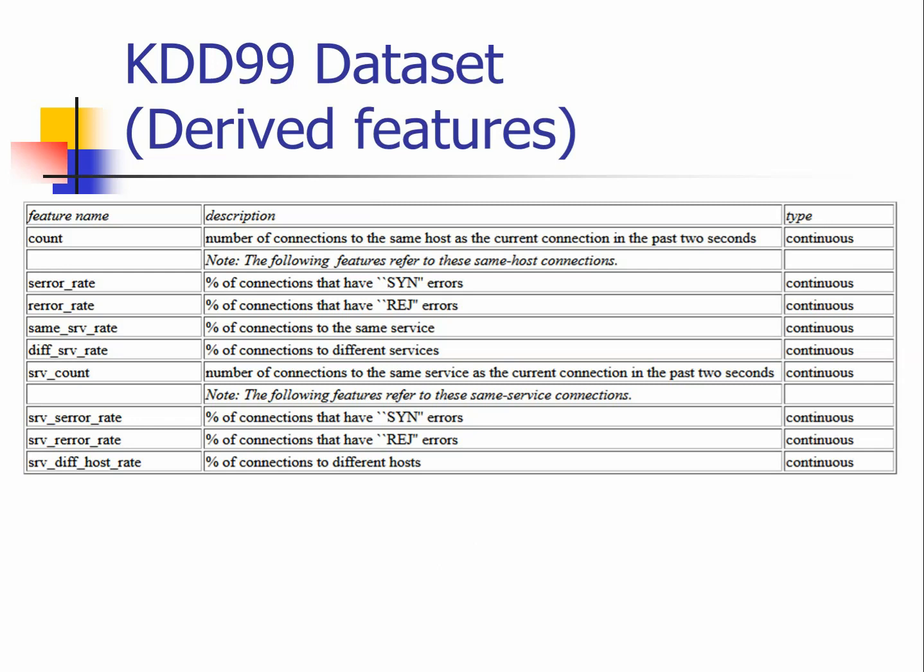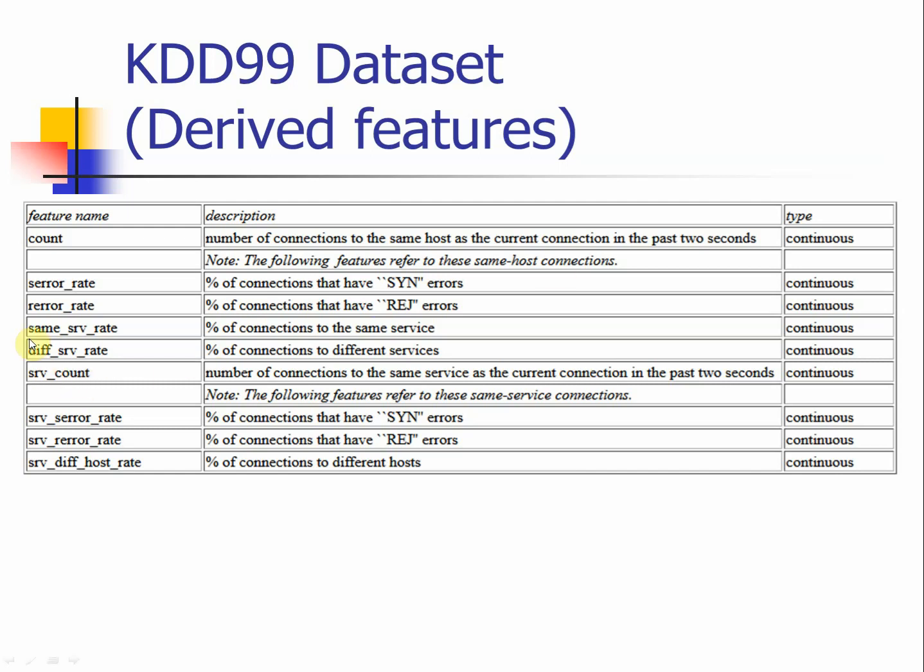The third set of attributes is actually the derived attributes. Based on the data that we have, we can look at the number of connections to the same host as the current connection in the past 2 seconds. How many times have they continuously connected? If that is a DDoS, denial of service attack, then they will come in a lot. So that's also an important feature to understand it.